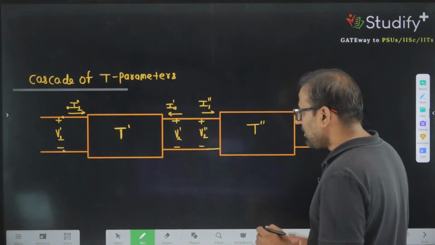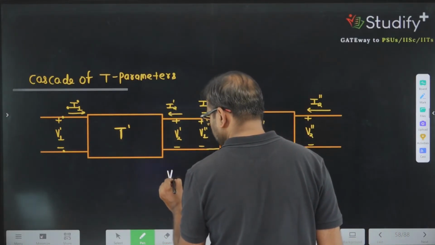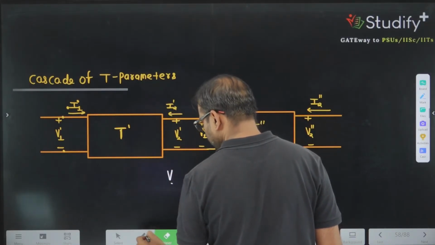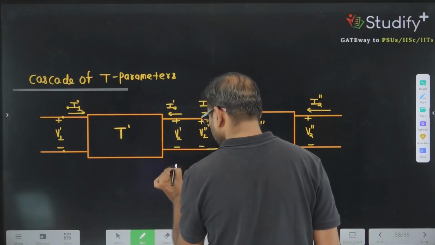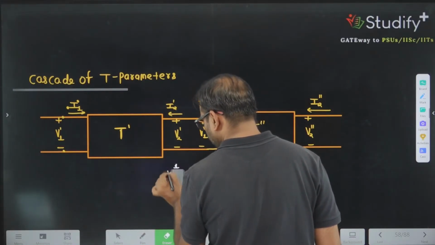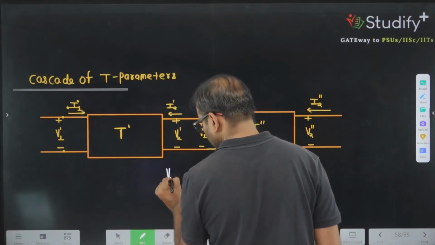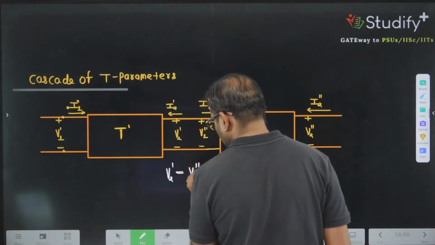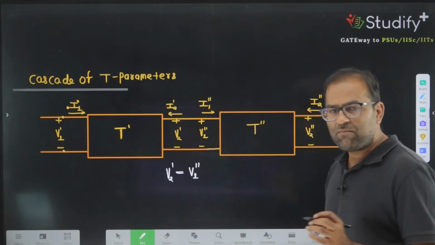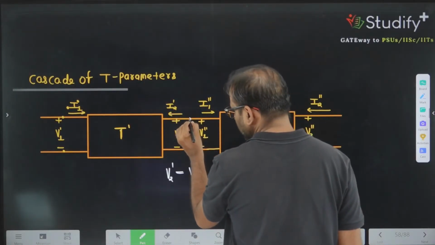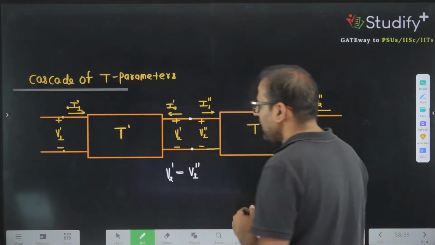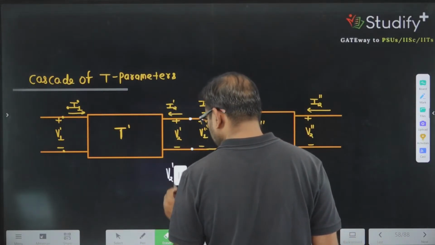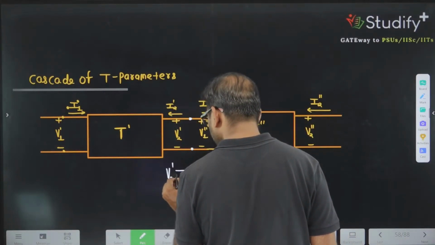The value of V2 prime and V1 double prime is the same. Why is this value the same? Because this value represents the potential of the same point. If this represents the potential of the same point, you can say these two values are the same.